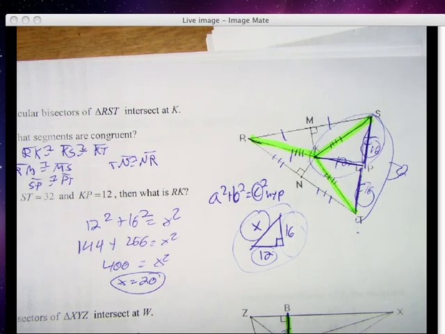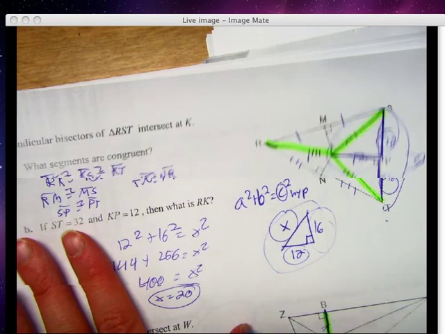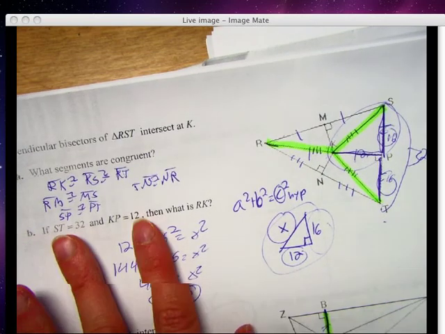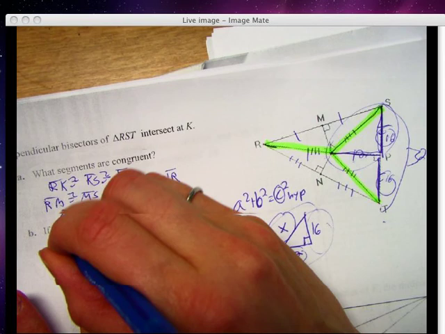Any questions about this problem? I think this is one of the most complicated so far. Yes, ma'am. For the congruent one, is that RK is congruent to KN that is congruent to KC? Yes.